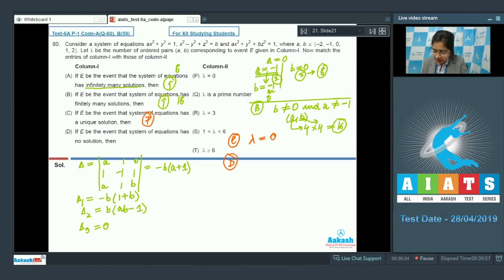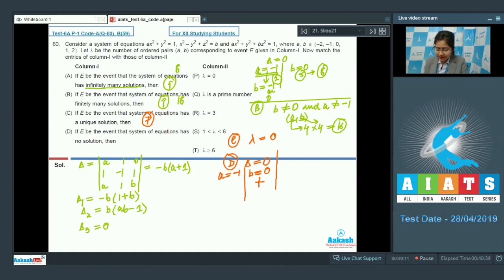Now, next is option D, which says that E be the event that the system of equations has no solution. Now, for no solution, we know that delta should be equal to 0 and at least one delta i should not be 0, right? Now, delta is equal to 0 for a equal to -1 or b equal to 0. In these two conditions only we will get delta equal to 0. Now, if I take b equal to 0, then all the delta i's will be equal to 0. That is, it will never give me no solution.